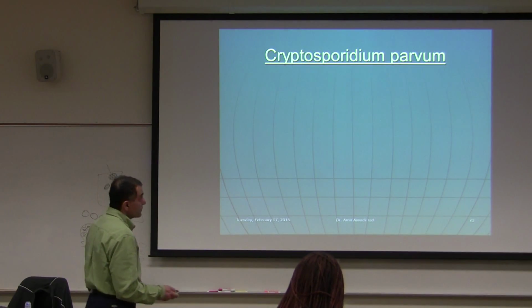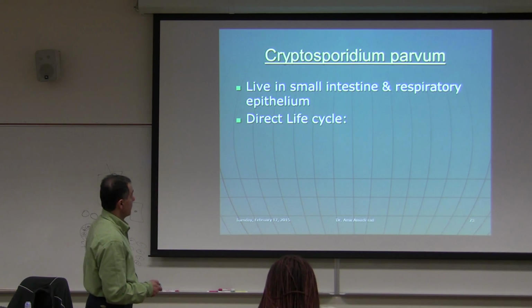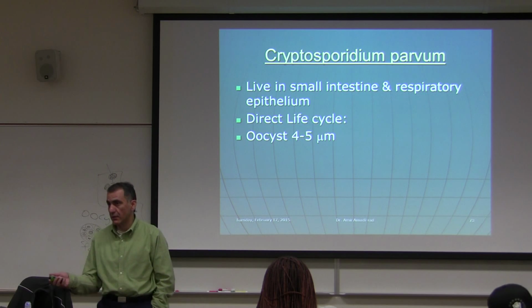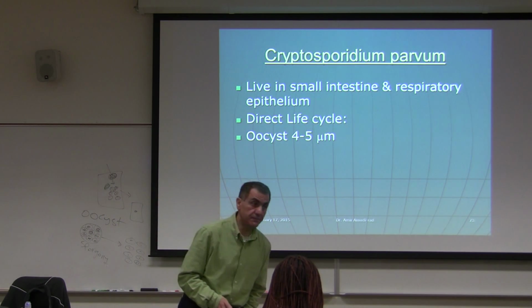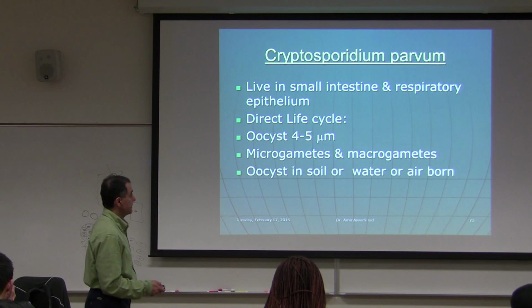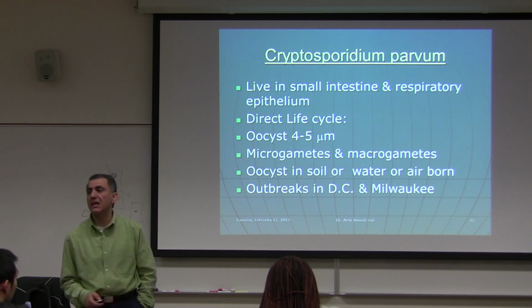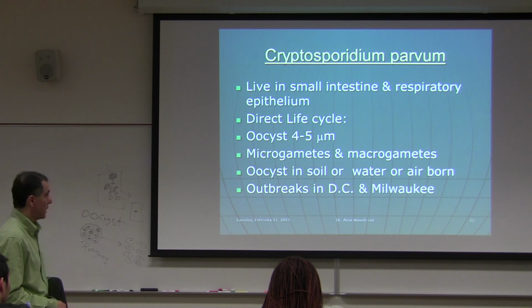Okay, Cryptosporidium parvum lives in small intestine, respiratory epithelium, direct life cycle, not like malaria. Malaria is indirect life cycle because you need the mosquito. Microgametes, oocysts in soil or water, and it can become airborne. Outbreaks in Washington, D.C. and Milwaukee. I talked about all that.